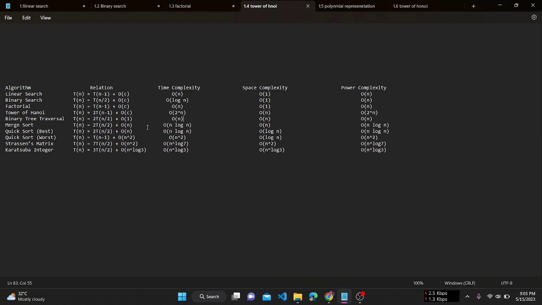Matrix multiplication (Strassen's): the time complexity is O(n^log 7), the space complexity is O(n^2), and the power complexity is O(n^log 7). Karatsuba integer multiplication: the time complexity is O(n^log 3), the space complexity is O(n^log 3), and the power complexity is O(n^log 3).